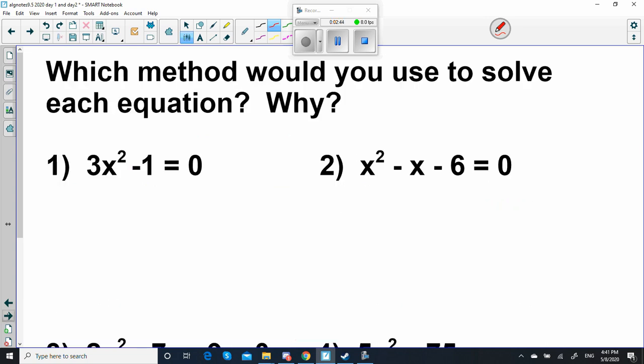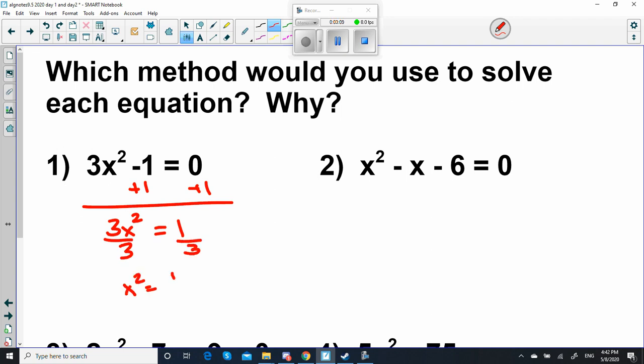All right, so here we go. Looking at that first one. Which method would you use to solve each equation, and why? Notice on this one it has two terms. There's no GCF. I'd probably use square root here even though these aren't perfect. So if I add 1 to both sides, there's no bx, and then divide by 3, and then take the square root. That would be what I would do on that one. Now you could use quadratic formula there, but it will not factor. So factoring's out on that one.